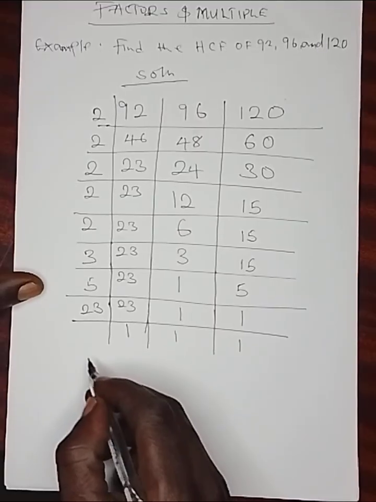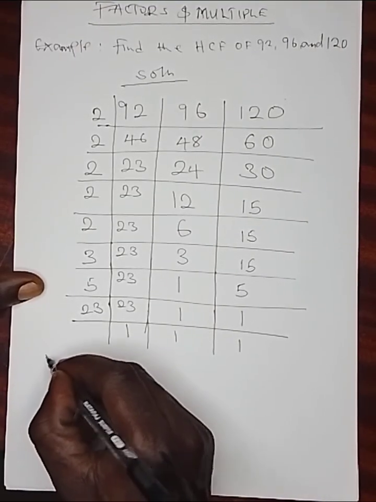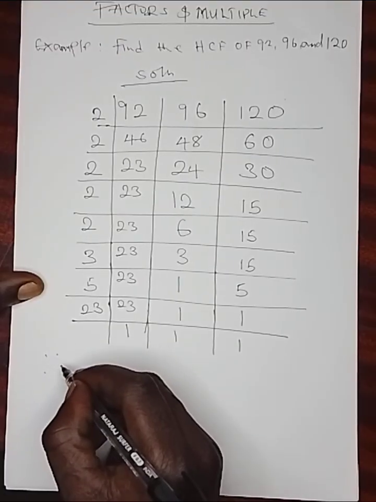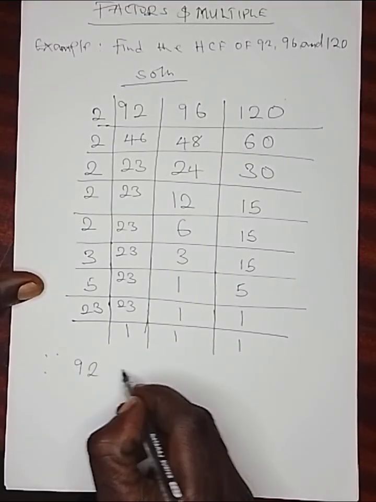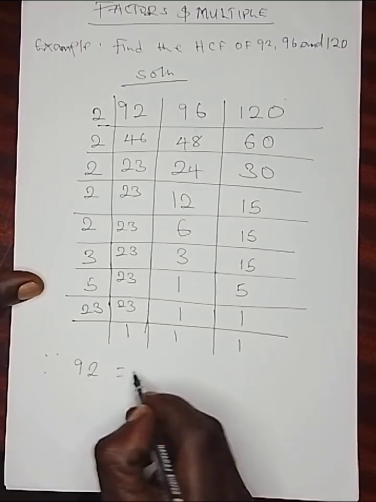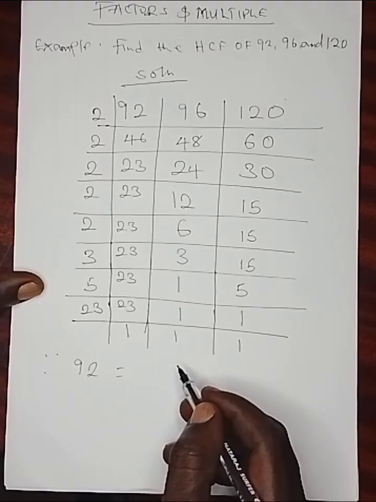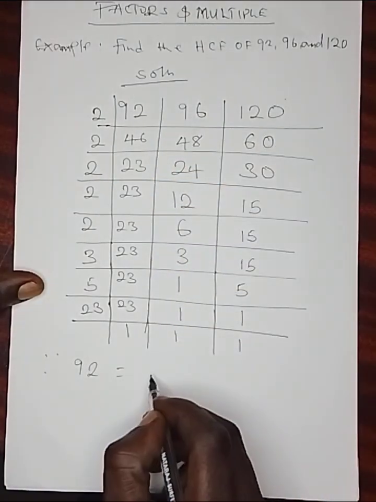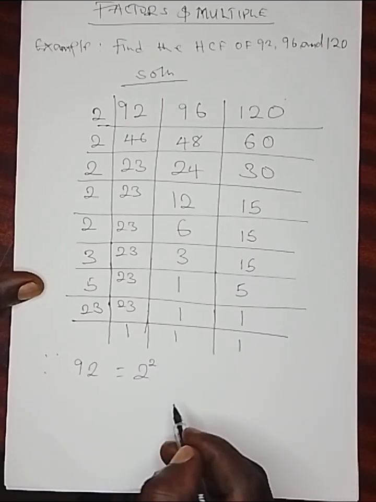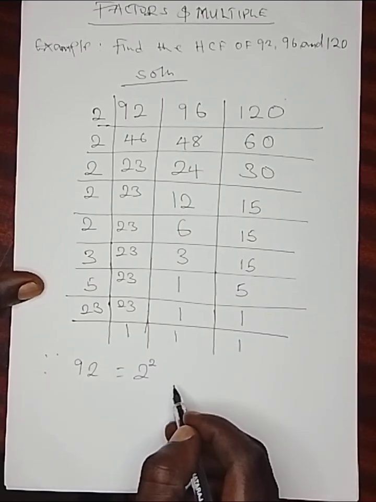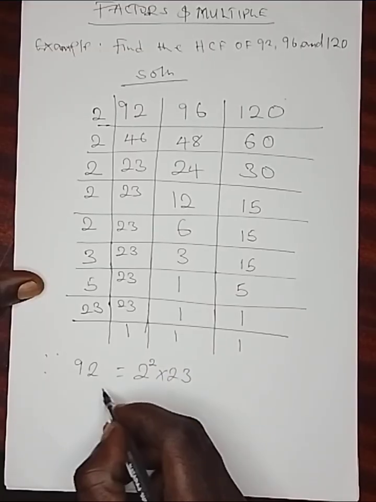Now we shall bring that, therefore, now you have 92. How many times does 2 go into 92? It went only 2 times. This is 1 and 2. So here now you have 2 square. Then lastly you get times 23.